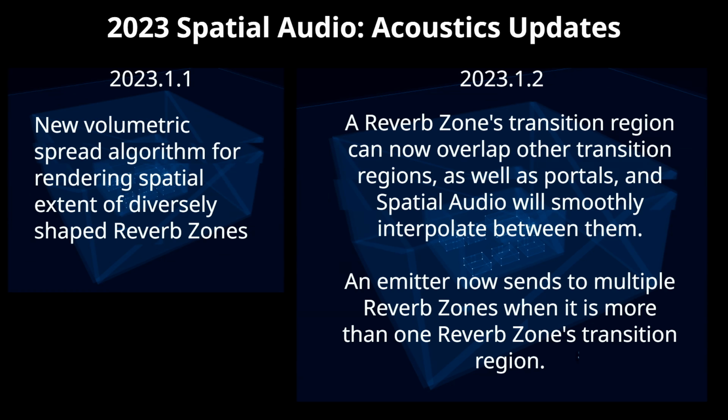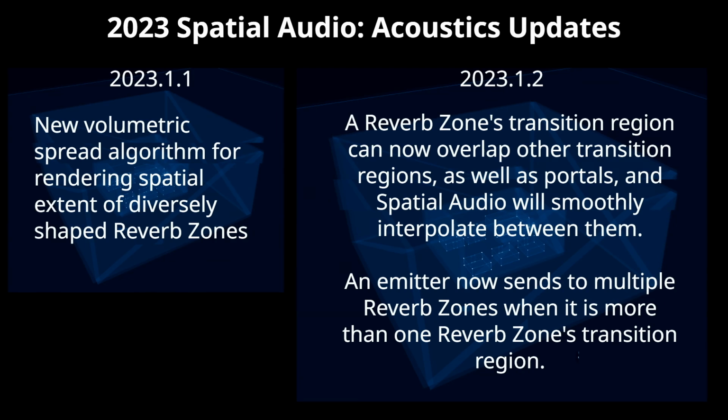And in 2023.1.2, we continued to evolve the work that we started bringing reverb zones into the pipeline, and those zones and transition regions can now overlap with other transition regions, as well as portals, and spatial audio smoothly interpolates or moves between these in a way that makes good sense. Additionally, an emitter now sends to multiple reverb zones when it's in more than one reverb zone's transition region.